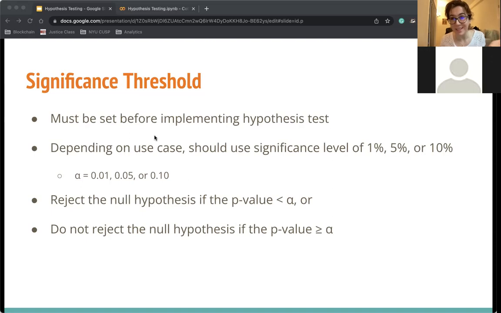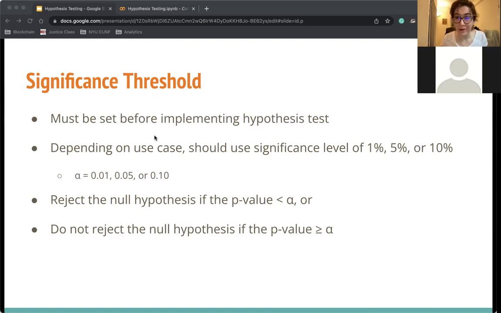But then you see it and you say, okay, so let's set the significance at 90. That defeats the purpose of scientifically testing something. So before you even test it, you should define what your threshold is, so that you can test against it. And depending again on the use case, we should use these significance levels. These are communicated in that alpha from what we learned in the last class.